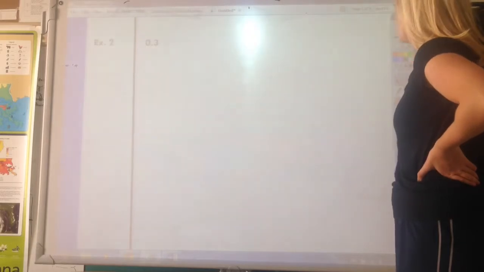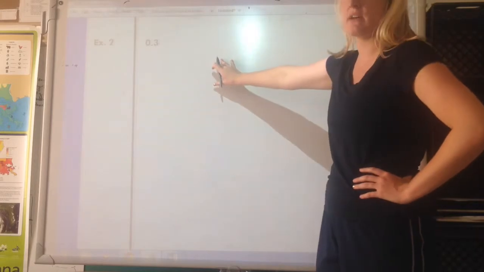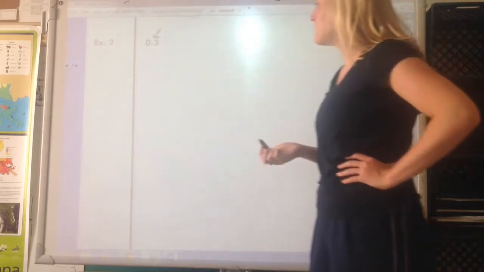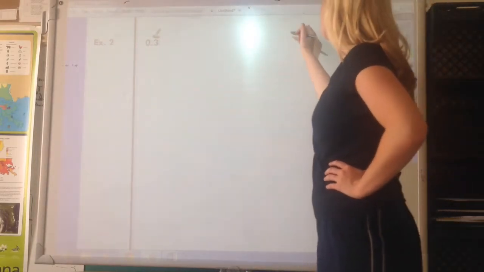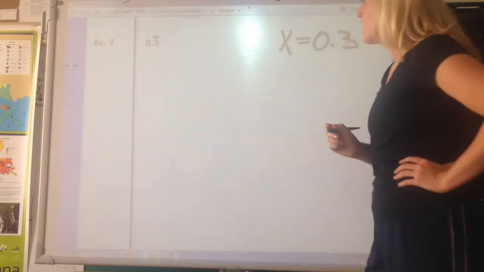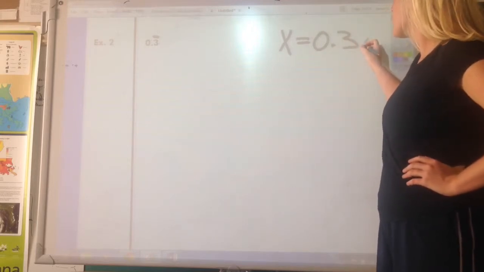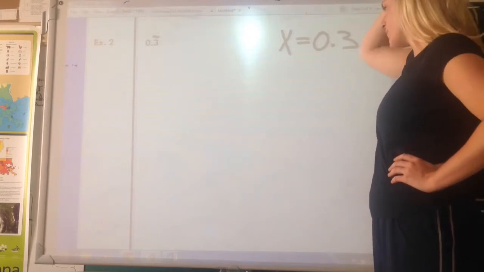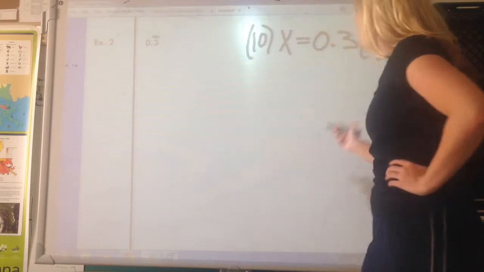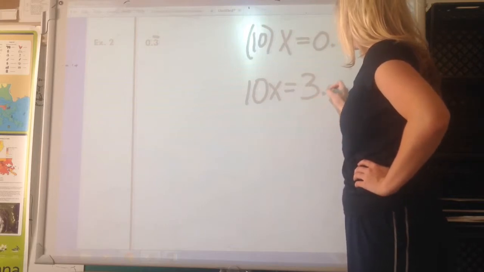Let's do another one. All right, 0.3 repeating. My first step, I do want you to write this down, so my pen is your pen. 0.3, I know it's repeating because of the line at the top, so my first step is to set x equal to 0.3 repeating. My next step is I need to move my decimal one space to the right in order to create my new equation. So the way I do that is I multiply both sides by 10. And that brings me to 10x equals 3.3 repeating.